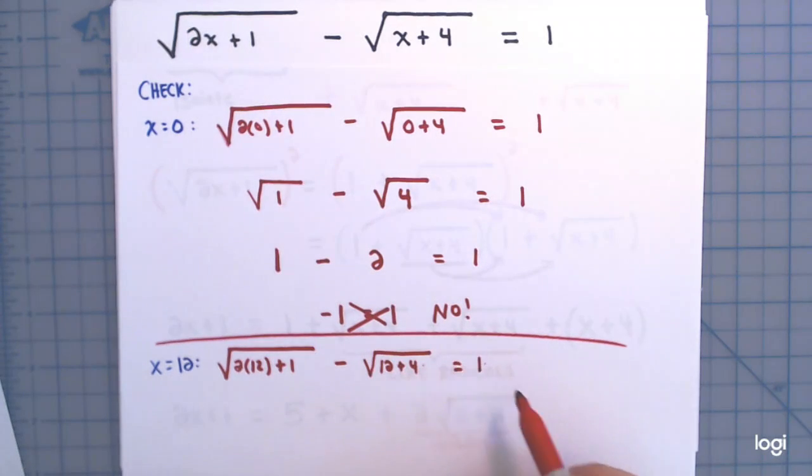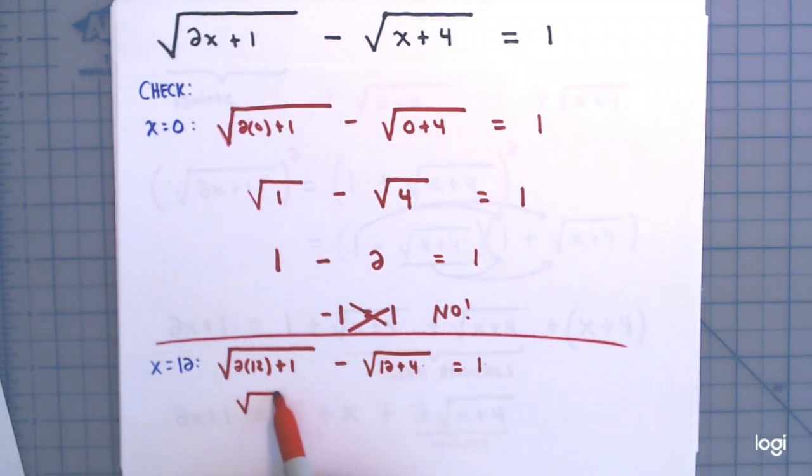Is this equal to 1? Alright, this first radicand, 2 times 12 is 24, plus 1 is 25, so I have the square root of 25, again the non-negative square root of 25, minus the square root of 16. 12 plus 4 is 16.